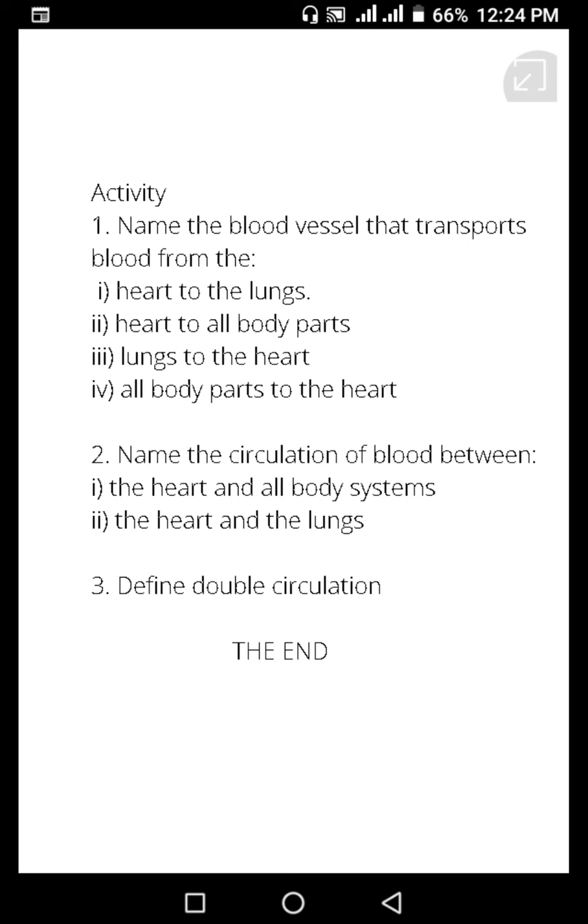The last one, I haven't really touched much on it, but I want you to try to come up with a definition of double circulation according to the little things that you have understood. How can you define double circulation?